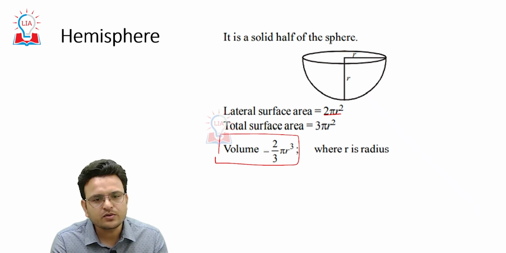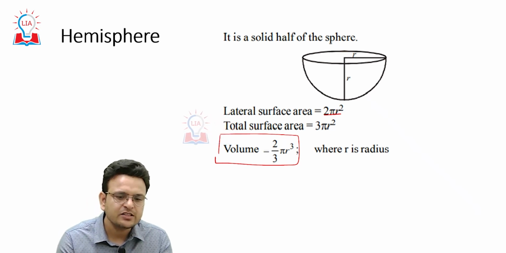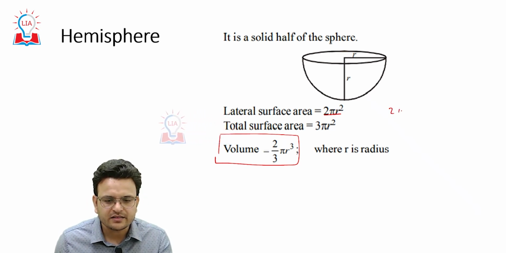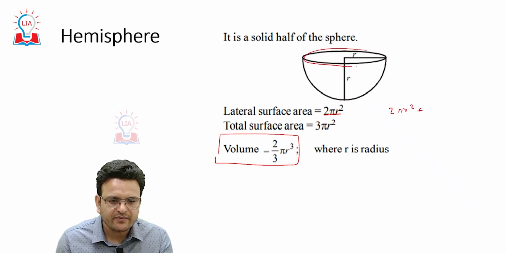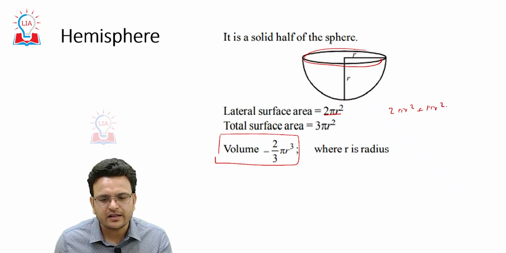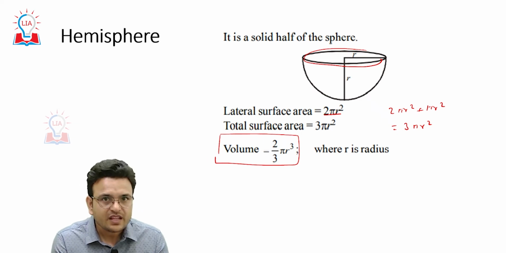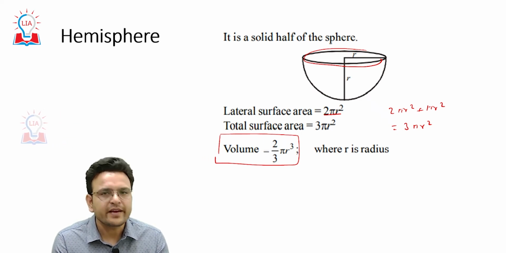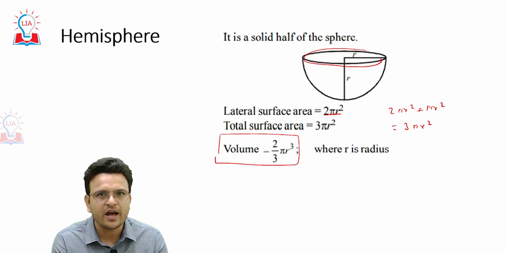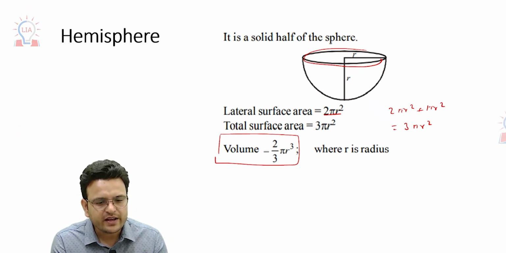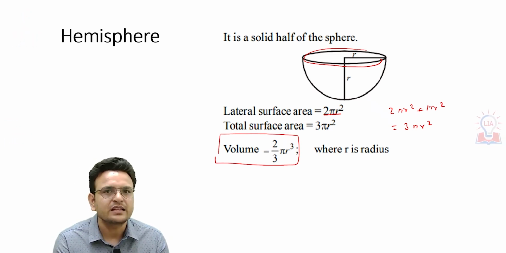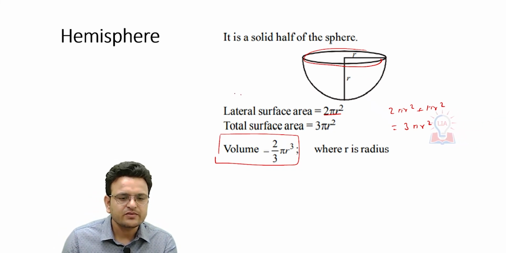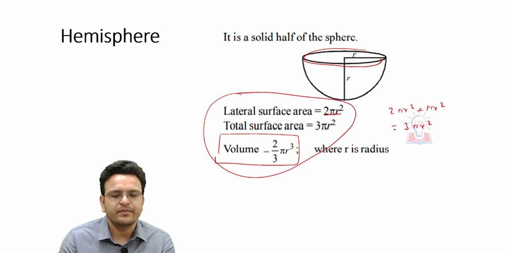When we are talking about total surface area of a hemisphere, it means lateral surface area plus above also we have one circle, that is pi r square. It becomes 3 pi r square. So remember, lateral surface area of a hemisphere is 2 pi r square, total surface area of a hemisphere is 3 pi r square, and the volume of the hemisphere will be 2 upon 3 pi r cube. These are the important formulas you have to remember.